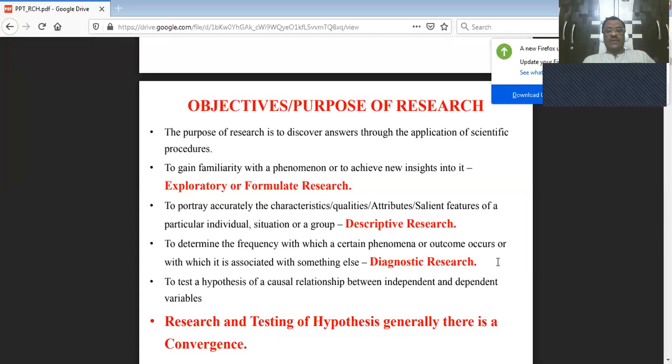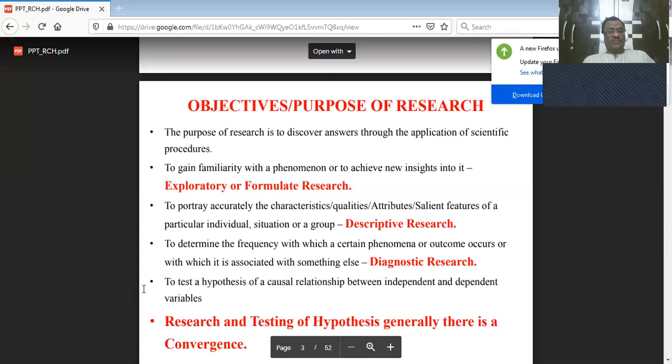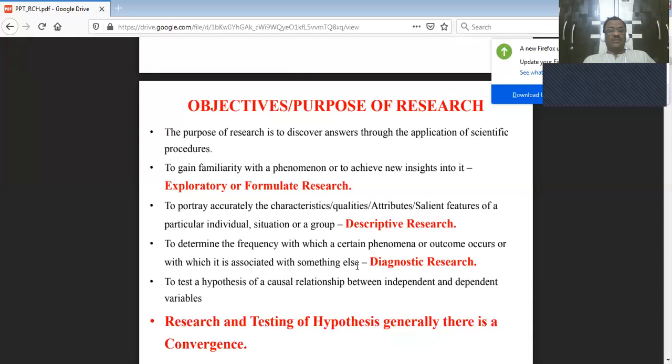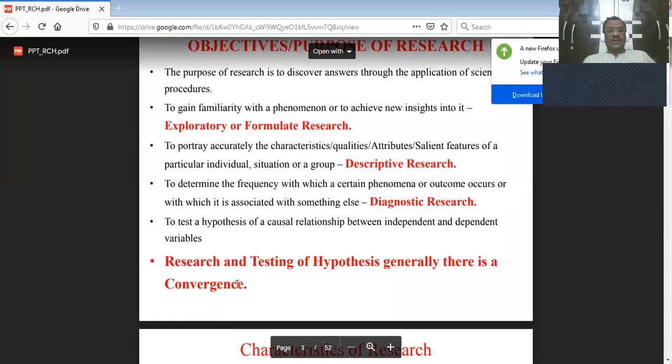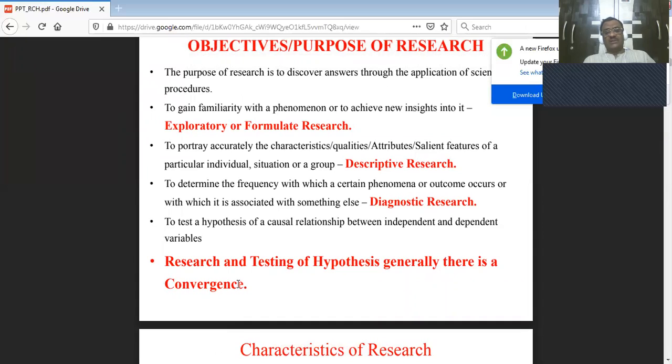And this is going to be a diagnostic research to test a hypothesis of a causal relationship between independent and dependent variables, to study the relationship between any two such variables, maybe dependent and maybe independent. Generally, in research and testing of hypothesis, there is a convergence. In order to have generalizations of the research, one must try to have a fair understanding of what exactly you mean by a hypothesis.